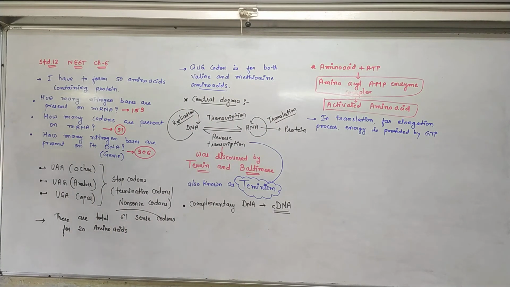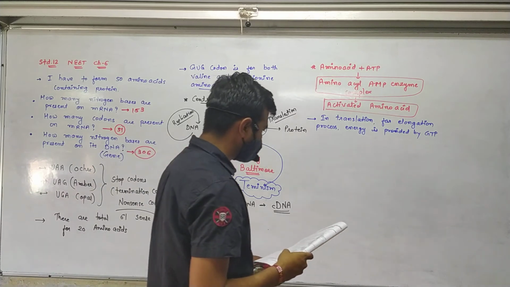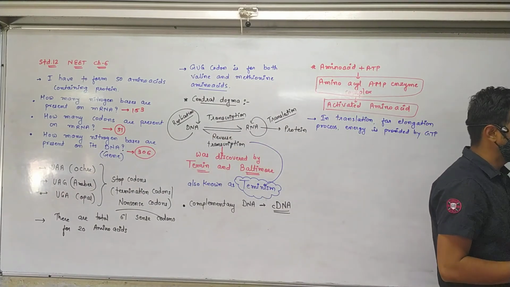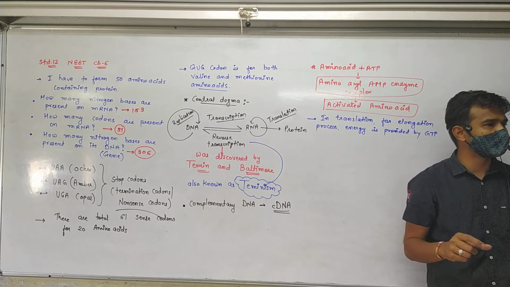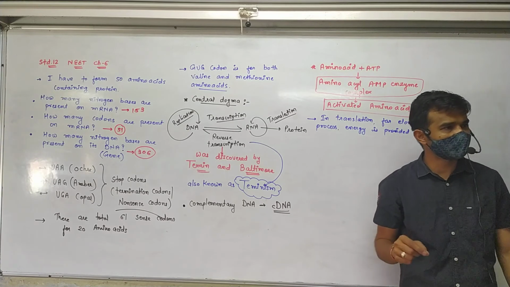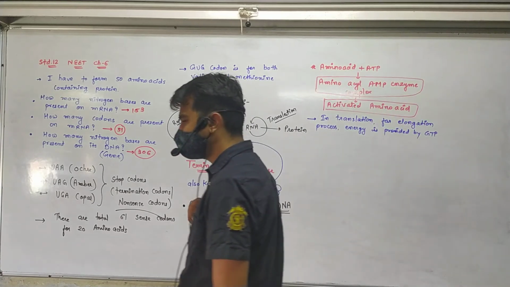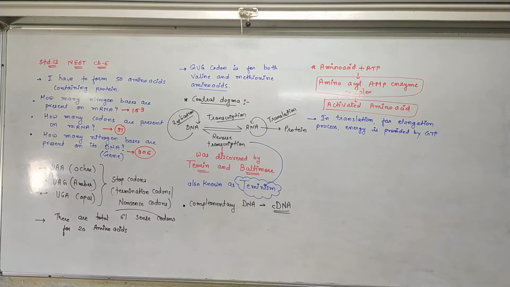You know that in the translation process, three phases are there: initiation, elongation and termination. In the initiation phase, always a methionine-containing amino acid is attached there, and elongation means one by one the specific codons are read sequentially by the tRNA. tRNA carries the specific amino acids according to the codons present on the mRNA strand and elongates the chain of the protein. This procedure is known as the elongation process.